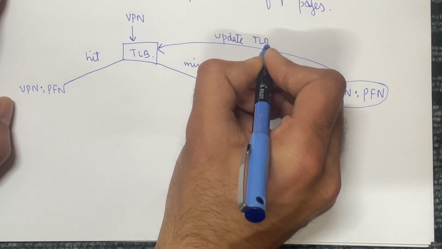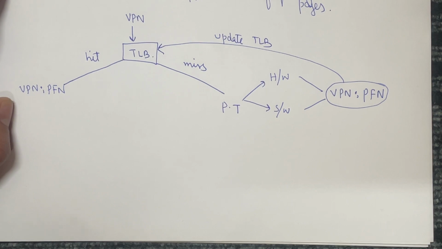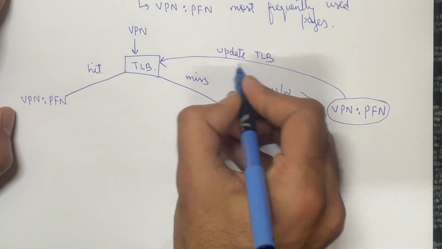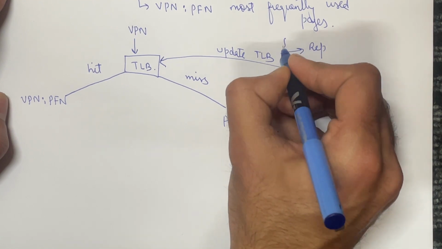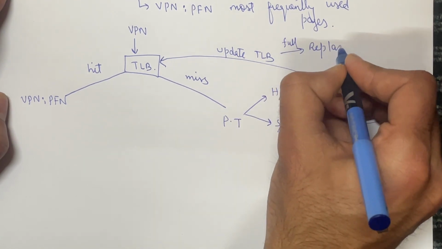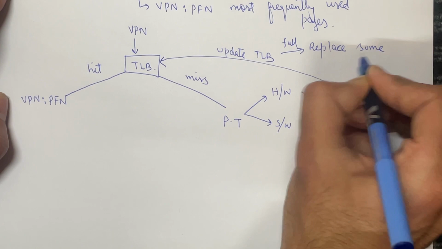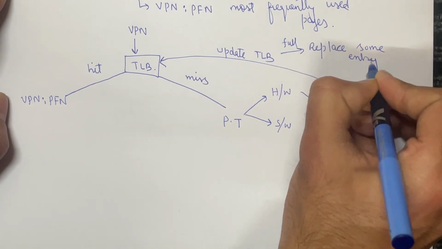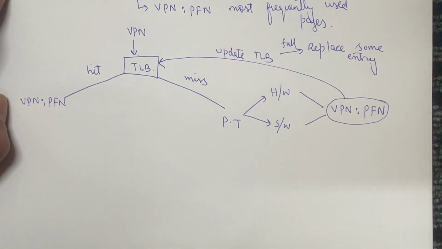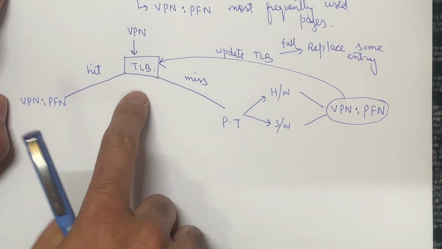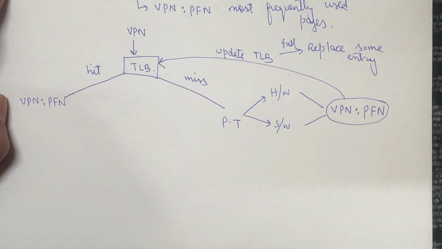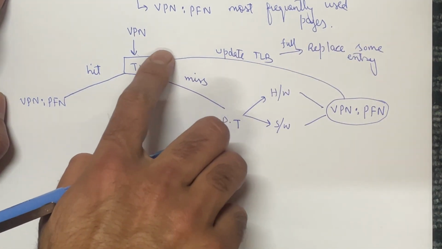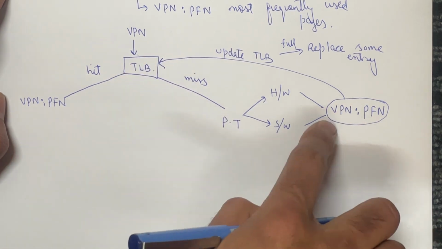Now the problem is that if the TLB is full. Okay. So in this particular scenario, if the TLB is full, then we may have to replace some entry. And for replacing, we have to decide which replacement strategy to use. Should we use first in, first out, least recently used, or random, or there are many other, for example, most recently used. Okay. So based on the replacement strategy, we replace one of the TLB entries and update it with the new information.